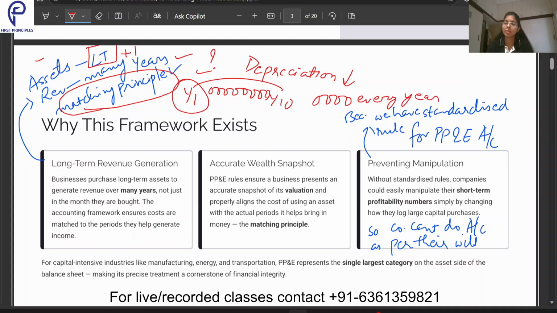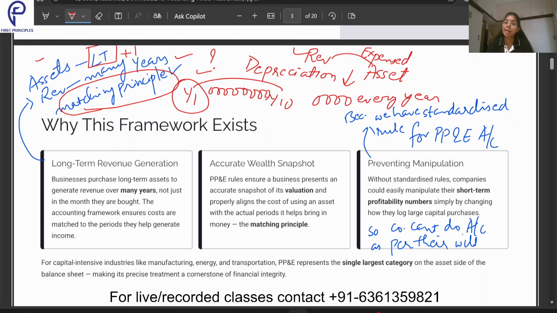Okay. So in that way, what will happen? The revenue which I generated with the help of the asset will be expensed in 1 year and also in subsequent years continuously. So that will ensure that my matching principle concept is there.